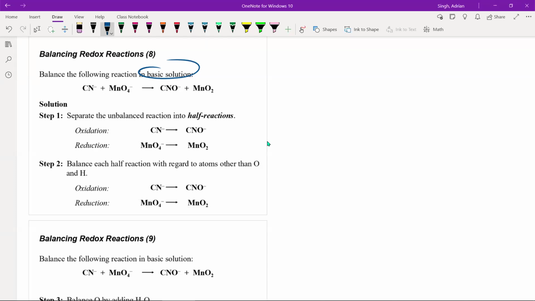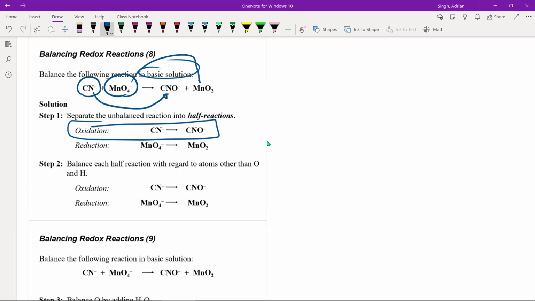All right, so the oxidation half reaction here would be the cyanide becoming CNO minus. The reduction would be whatever remains, right? So these are the two things that are related, and then those are the other two that are related to each other. So oxidation, and then we have our reduction reaction as well.